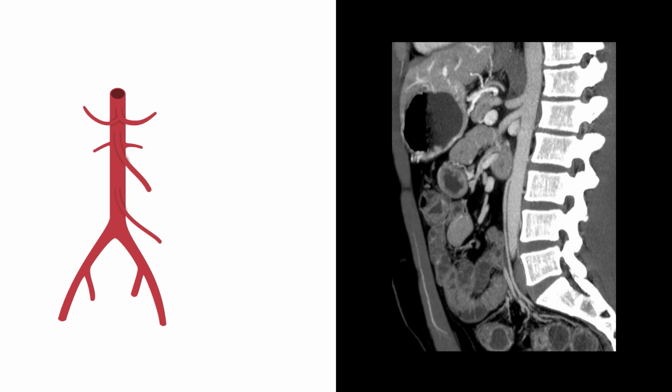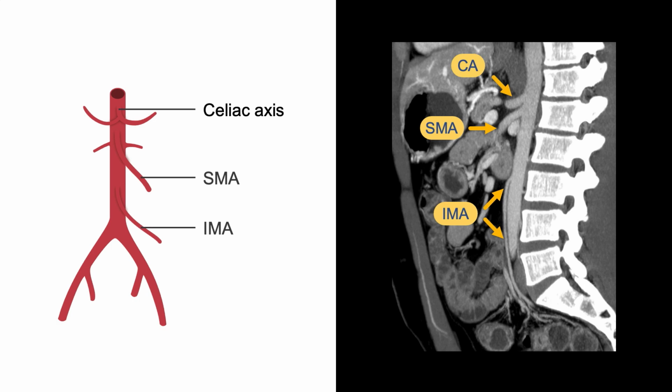On this sagittal image, we can see the relative spacing of the celiac axis and superior and inferior mesenteric arteries as they branch from the abdominal aorta. When looking for the inferior mesenteric artery, locate an anterior branch starting about halfway down the abdominal aorta that is heading down toward the pelvis.